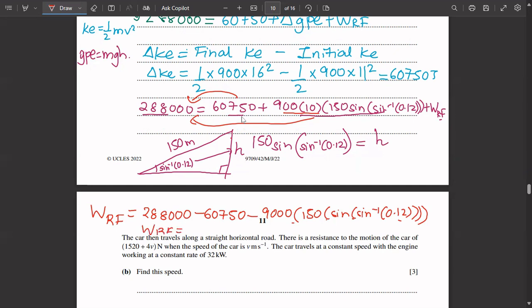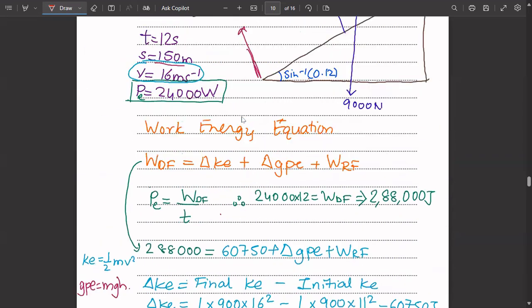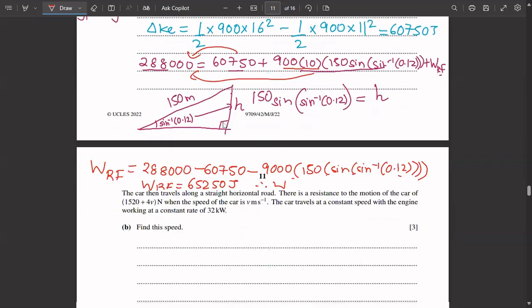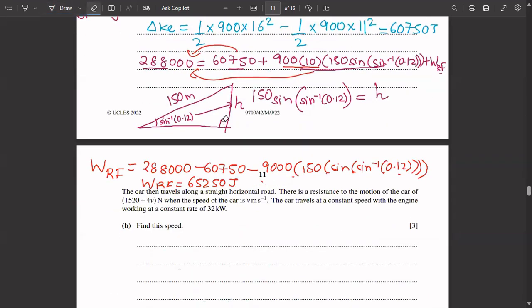And let me put that: 288,000 minus 60750 minus 9,000 bracket 150 into sine inverse of 0.12. So the answer is 65250 joule. That means the work done, what have they asked? Find the work done against resistance. So here is our answer. Let's move to the next question.